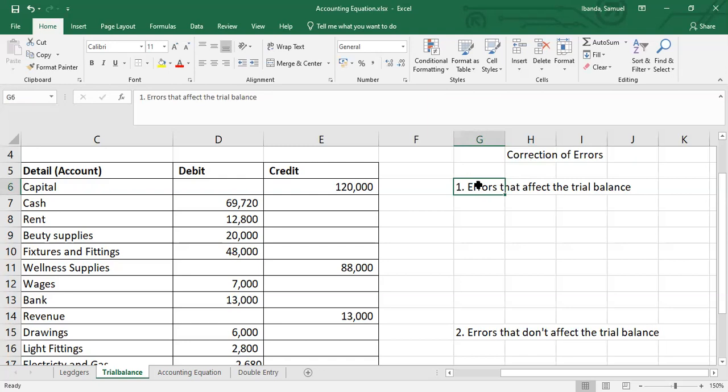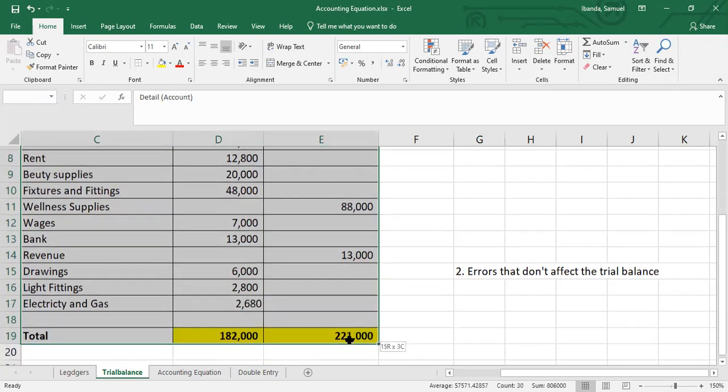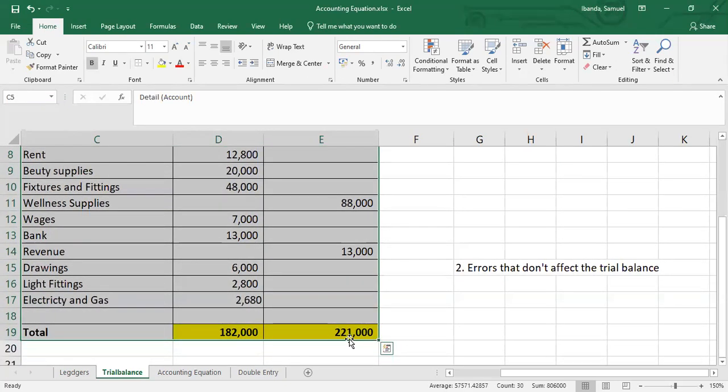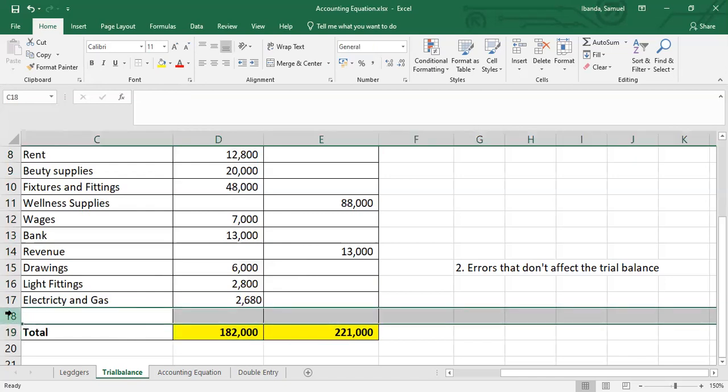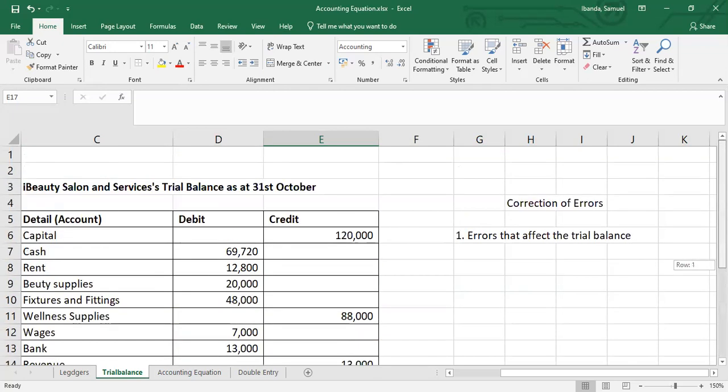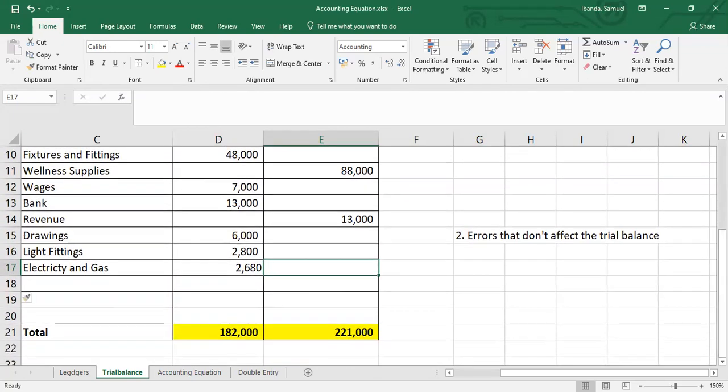Now, why are we bringing errors in here? Because you want to make sure that by the time you prepare your financial statements, you are error-free. Remember, your financial statements should demonstrate a true and fair view of your financial operations. So if your trial balance is not balancing, this is a first signal for you to know that there is something that is not right.